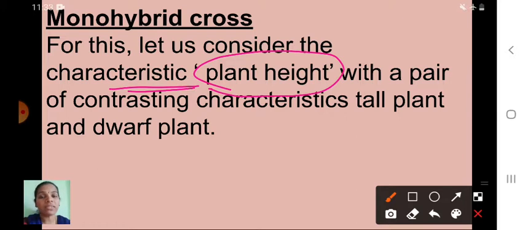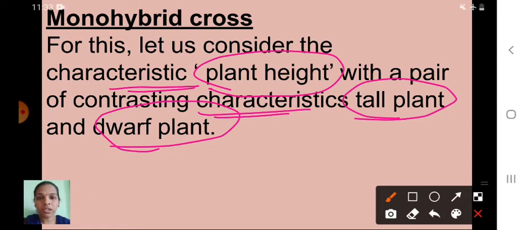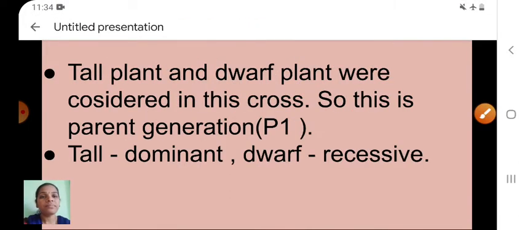So one is a tall plant and another one is a dwarf plant, that means a short plant. So with a pair of contrasting characteristics, tall plant and dwarf plant, the cross between tall plant and dwarf plant. Here, how many contrasting characteristics are there? Yes, only one. So this is called a monohybrid cross.